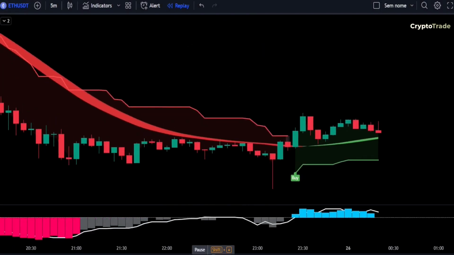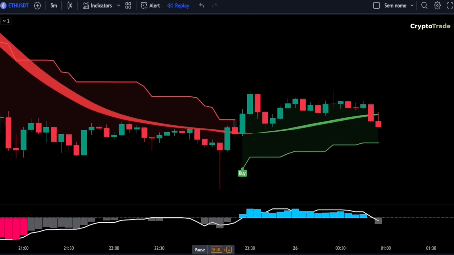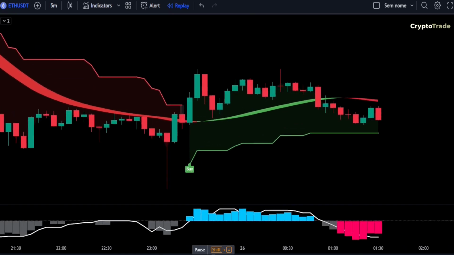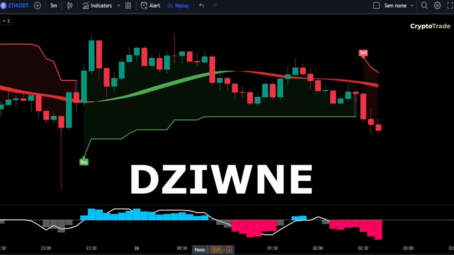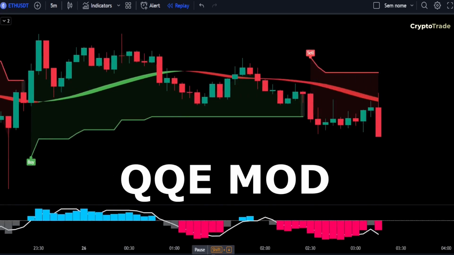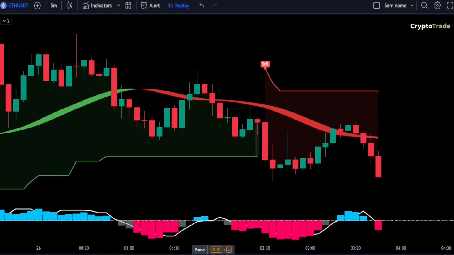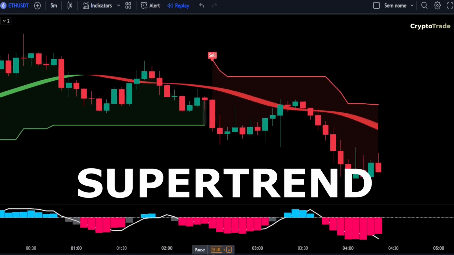Thanks to these very smart indicators, you can follow the market trend and find high probability trade entries to maximize profits. I will use the DZIWNE indicator to show the market trend. I will use the QQE MOD indicator to confirm the market trend. I will use the SUPERTREND indicator to point out the entry point.